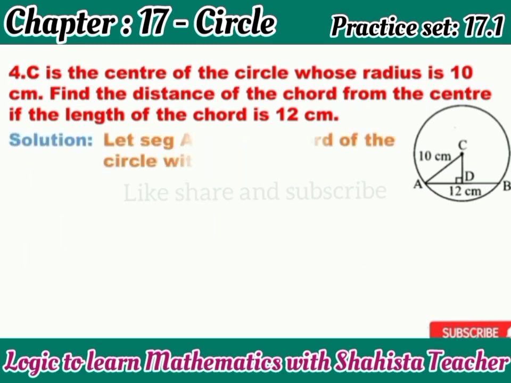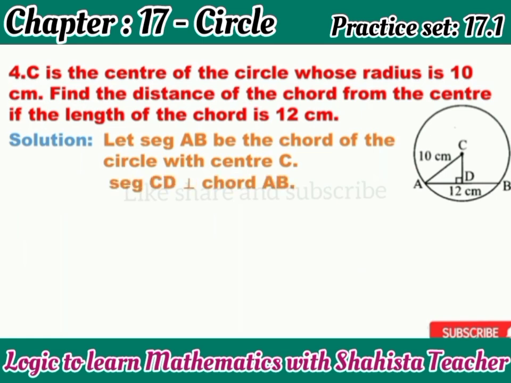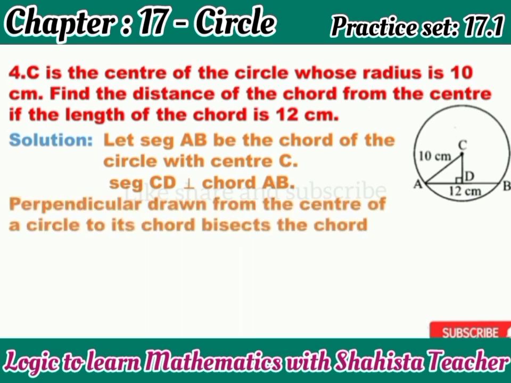So first we will write here solution. Segment AB is the chord of the circle. Center is C. Now here, after writing this, we will write length of AD is equal to half of length of AB. First we will write segment CD perpendicular to chord AB. Same statement we will write here: perpendicular drawn from the center of the circle to its chord bisects the chord. Okay, after this, length of AD is equal to half of length of AB.